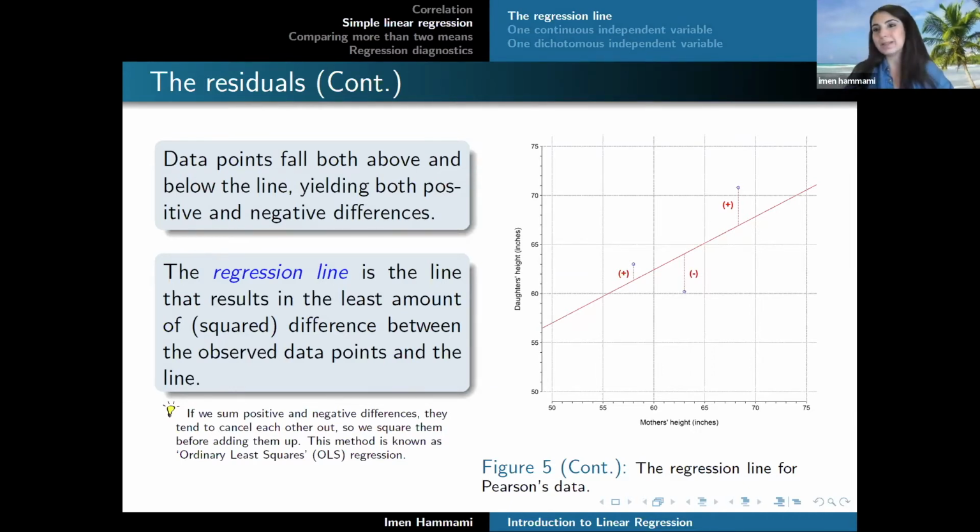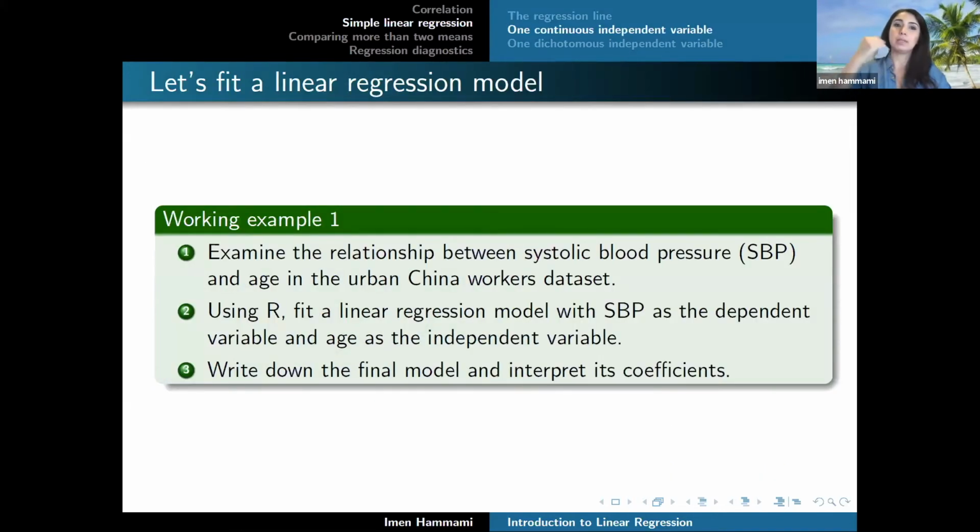Hopefully you will never have to do that, but I think it's important to understand this idea about the residuals in order to understand the assumptions later. Okay, let's start with a first example. Here I'm looking at the data set that has SBP and H, and I'm going to look at the R code for that and try to interpret the regression output.